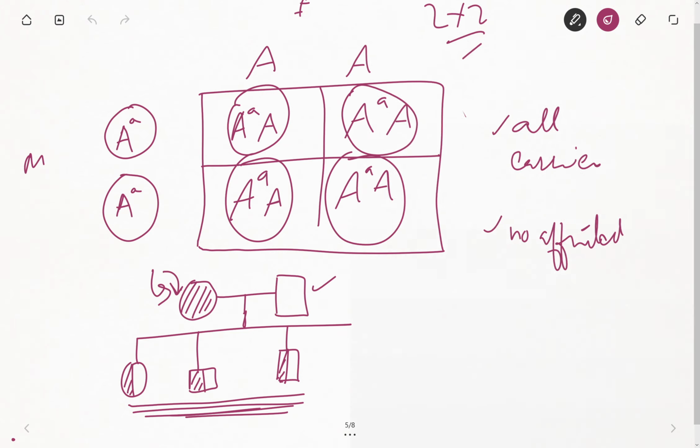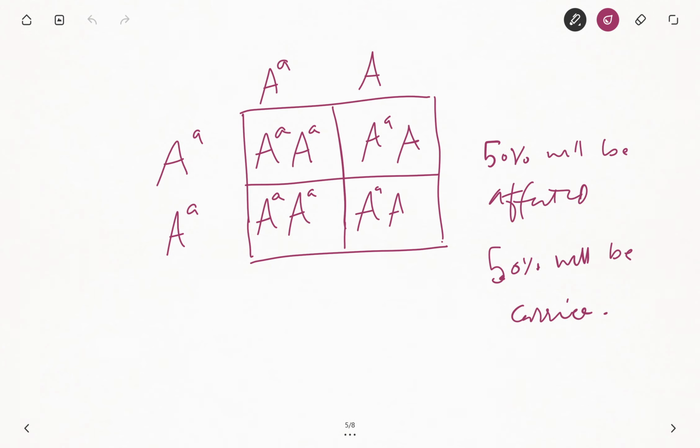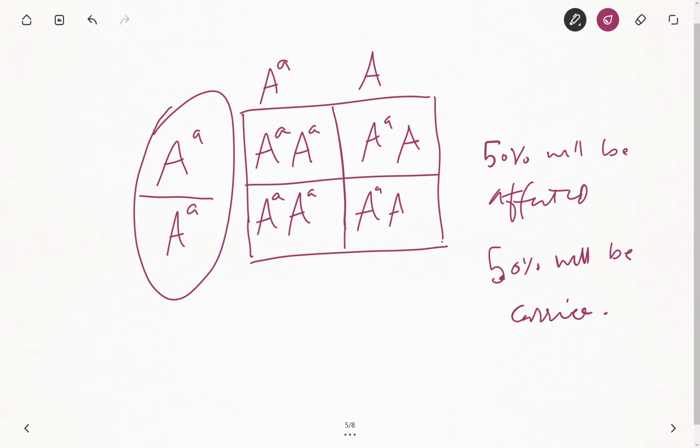Okay, another combination is, let's say, this is either father or mother, but let's say this is the mother, so she is affected. She has the disease because she is homozygous for the condition. But the father is a carrier. Only the father is a carrier.